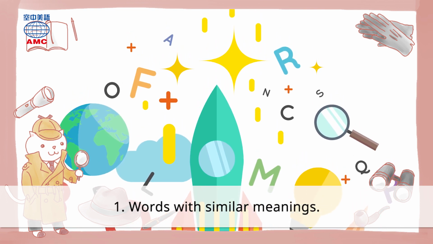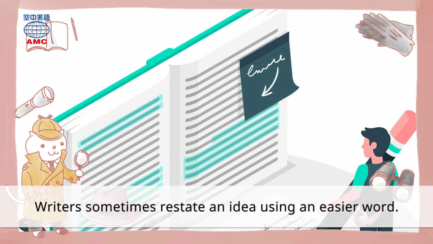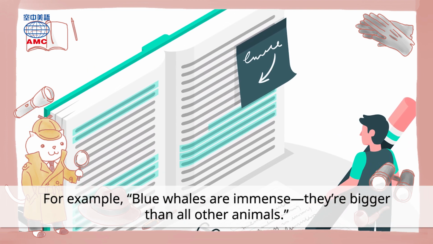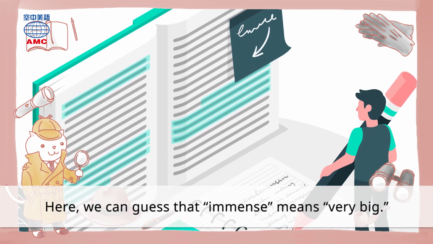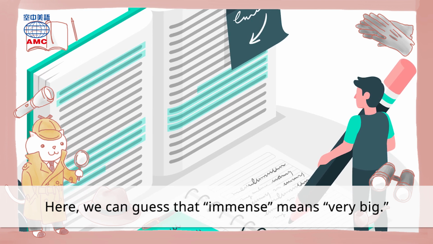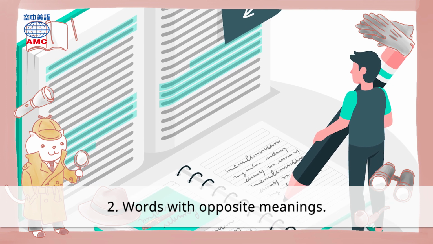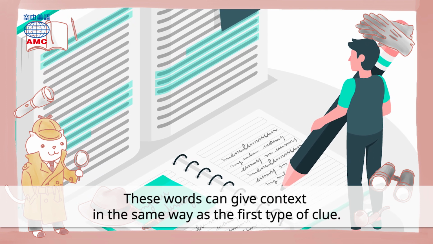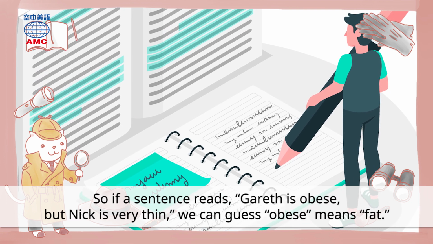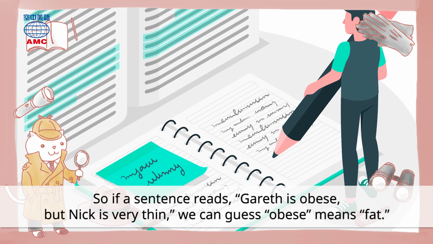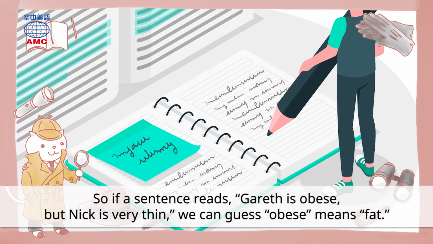1. Words with similar meanings. Writers sometimes restate an idea using an easier word. For example, blue whales are immense. They're bigger than all other animals. Here, we can guess that immense means very big. 2. Words with opposite meanings. These words can give context in the same way as the first type of clue. So if a sentence reads, Gareth is obese, but Nick is very thin, we can guess obese means fat.